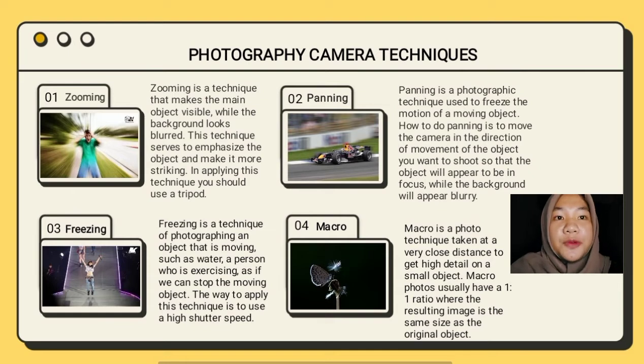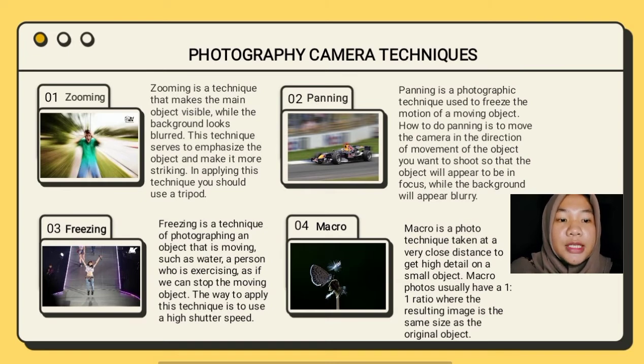And number 3 is freezing. Freezing is a technique of photographing an object that is moving, such as water or a person who is exercising, as if we can stop the moving object. The way to apply this technique is to use a high shutter speed.